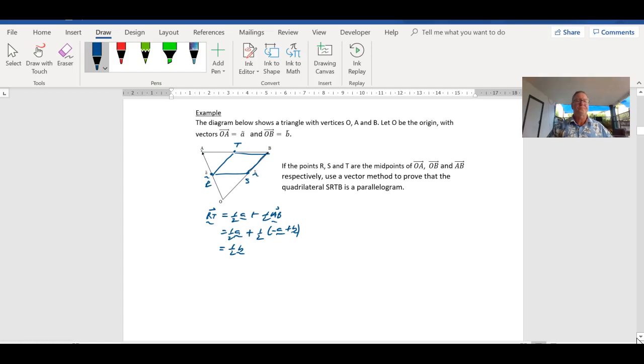What about SB? Well, you'll never guess what SB is. SB is a half of B. Yes, it is. But that means that RT and SB are the same. That means that RT is not only congruent, but it's also parallel. RT is congruent to SB. Well, that's handy. I've just proven that these two are parallel and equal to each other. Now, if I could do that to TB and RS, I would be golden.